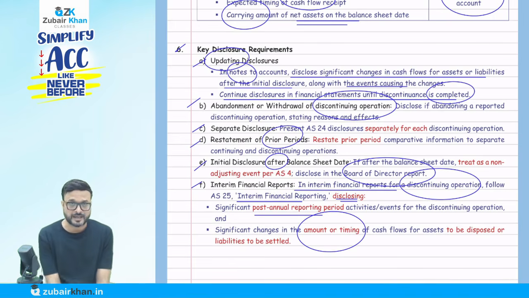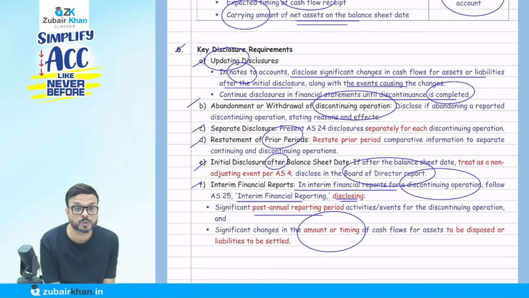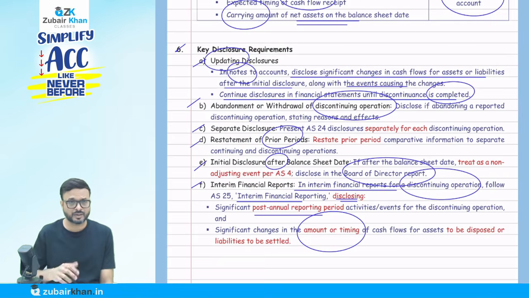What they're telling you here is this. Suppose, for example, 31st March 2026 comes. The initial disclosure event happened before that, so we disclose it. Now we are preparing an interim report. We prepare the quarter one report from April to June 2026. Something happened in those three months that changed certain figures of these discontinuing operations, and we have to disclose that in the interim financial reporting. Okay, this is what they are saying.